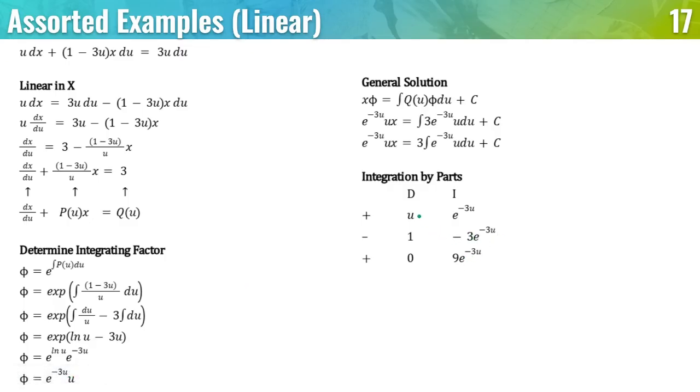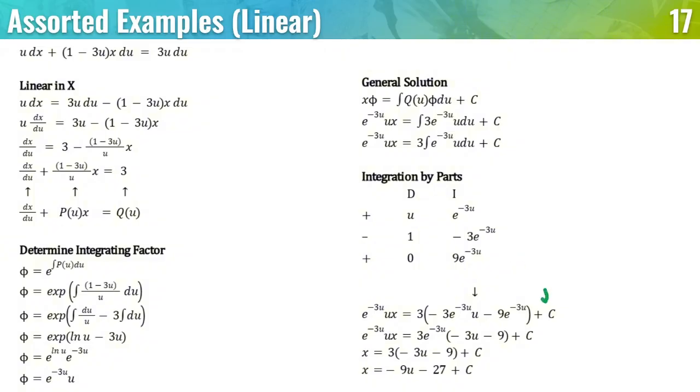Now here you get the diagonals. That's negative 3e raised to negative 3u times u, and then negative 9e raised to negative 3u, plus the integral of 0. So that's going to be plus c. Now you can substitute it back into the equation. This is where it was at earlier, and now it is this one. So distribute the 3.